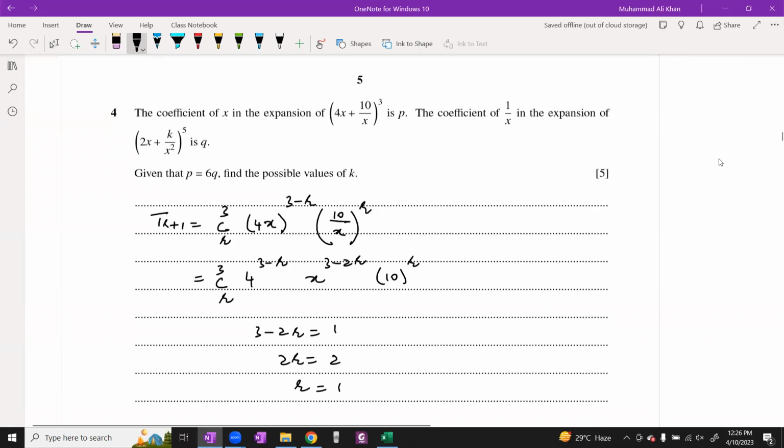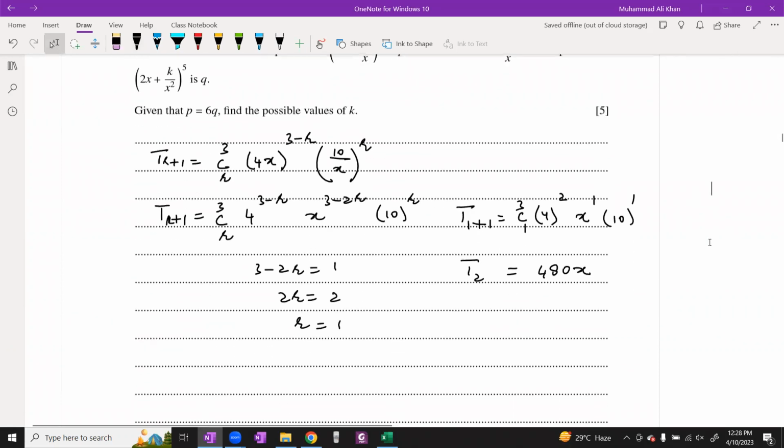अब हम r plus 1, sorry, r की value अगर 1 आई तो अब t 1 plus 1, यहाँ पे तो ये r ही था. हम यहाँ पर apply करेंगे t 1 plus 1 equals to 3C1, 4 की पावर 3 माइनस 1, 2 x पावर 1, 10 की पावर 1. t 2 हमारे पास आया. This will be 480x.